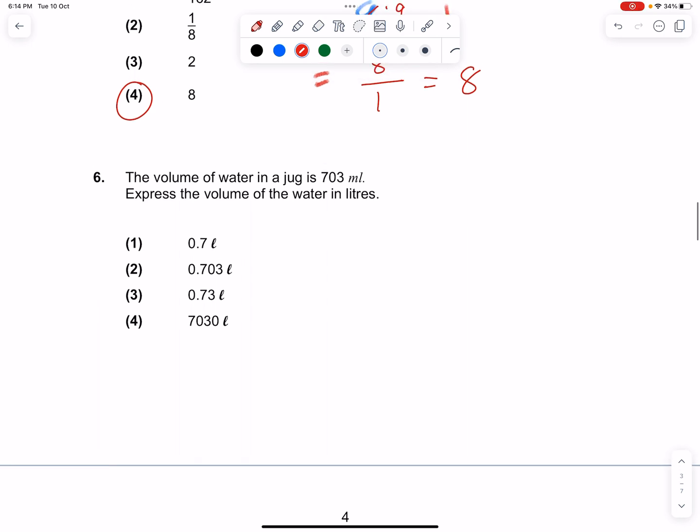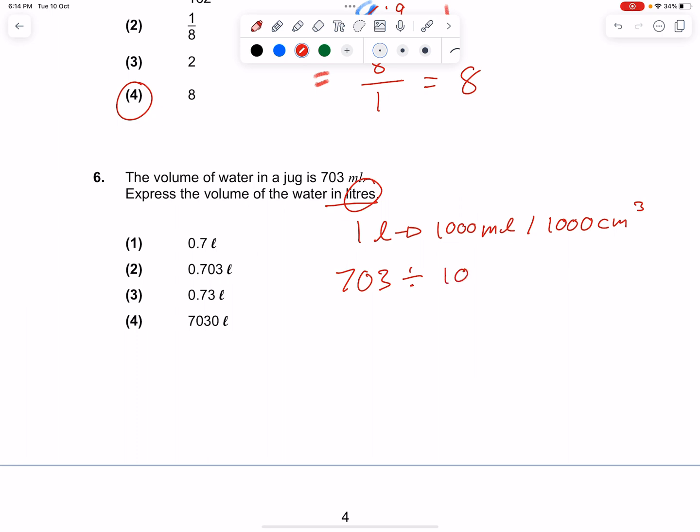The volume of water in a jug is 703 ml. Express the volume of water in liters. To do this, we need to first understand that 1 liter is equivalent to 1000 milliliters or 1000 cm cube. Since you want it in liters, this unit is a bigger unit. To do that, we need to divide it by 1000. So 703 divided by 1000.